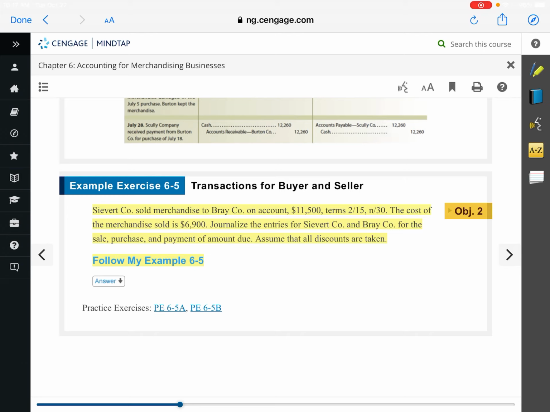All right, so we debit cost of merchandise sold. What would our credit entry be? Merchandise inventory. Because if we sold these goods, we no longer have them in our warehouse. So we're going to credit merchandise inventory for $6,900. All right. So now we've taken care of the sale. How do we account for Bray Company coming and paying their invoice?